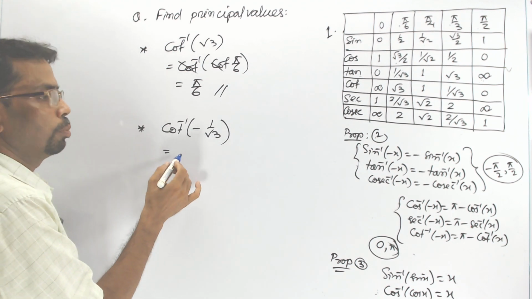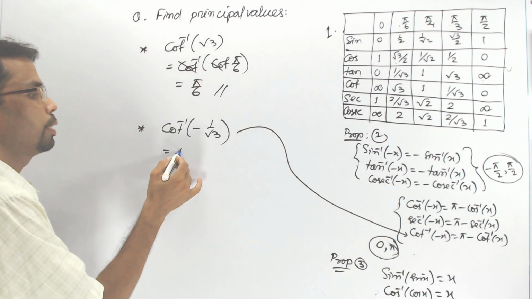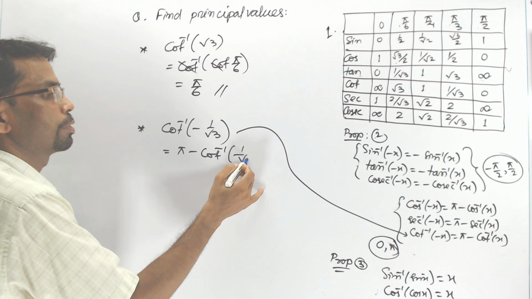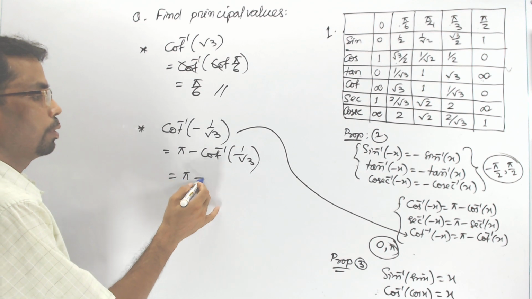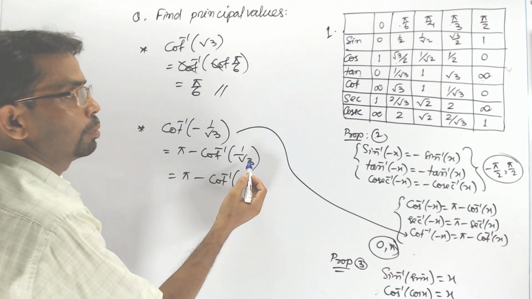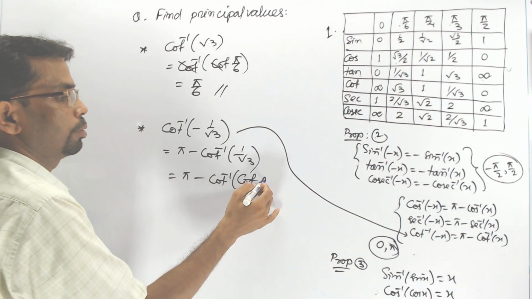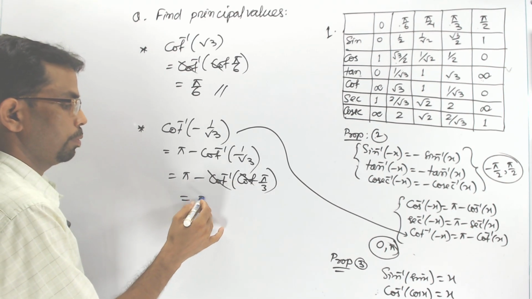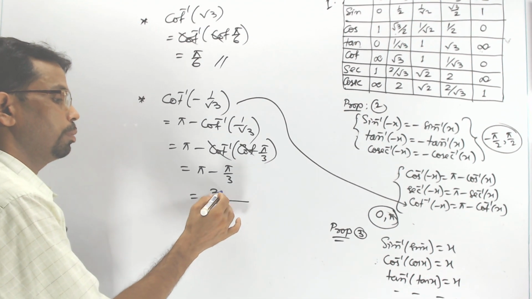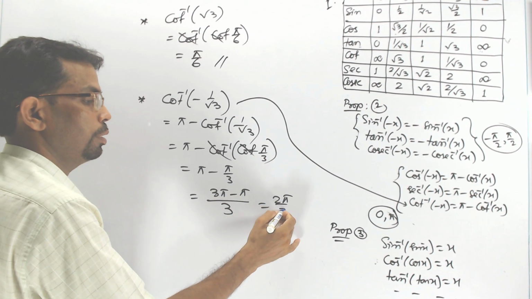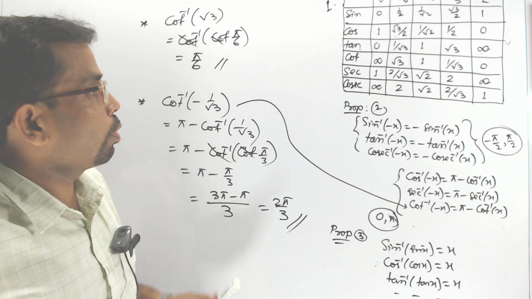Then for negative we must see the property. For cot negative value of x, this is the property: cot inverse of minus x is pi minus cot inverse x, so pi minus. Then again we have to see the number 1 by root 3 in cot corresponds to which angle. It corresponds to pi by 3. So we can write cot pi by 3, then cot inverse cot cancel by property 3, and then take the LCM: 3 pi minus pi, finally 2 pi by 3, which is the principal value of the given function. So for cot also we have done.